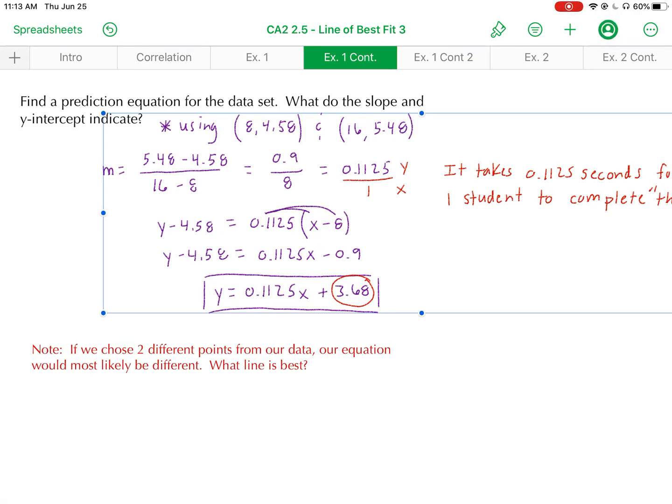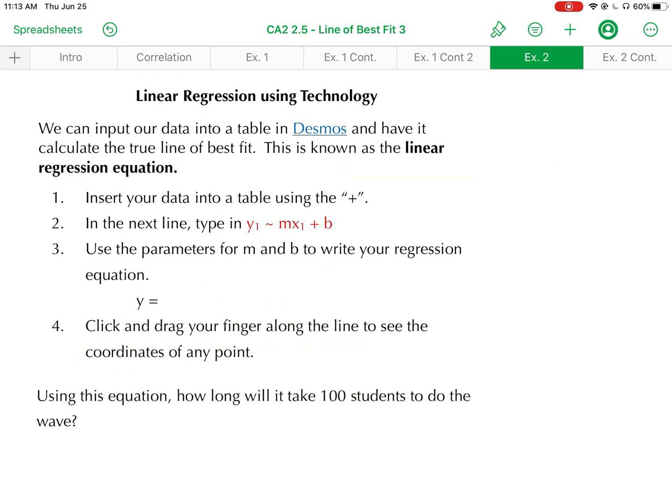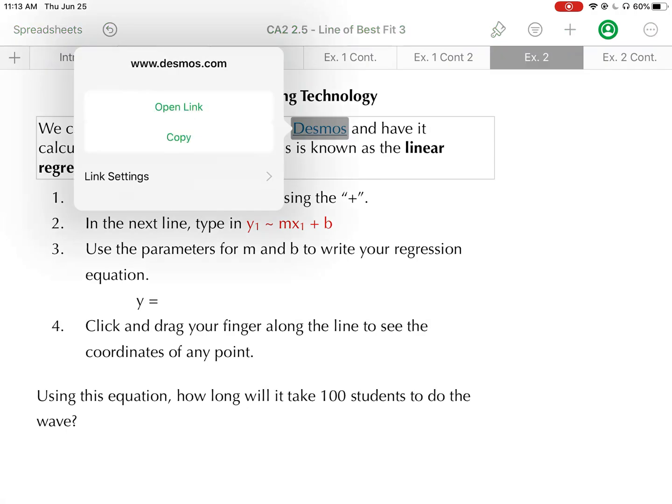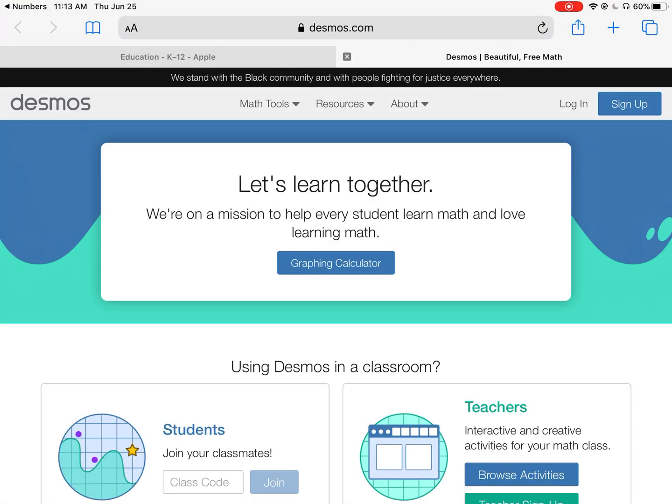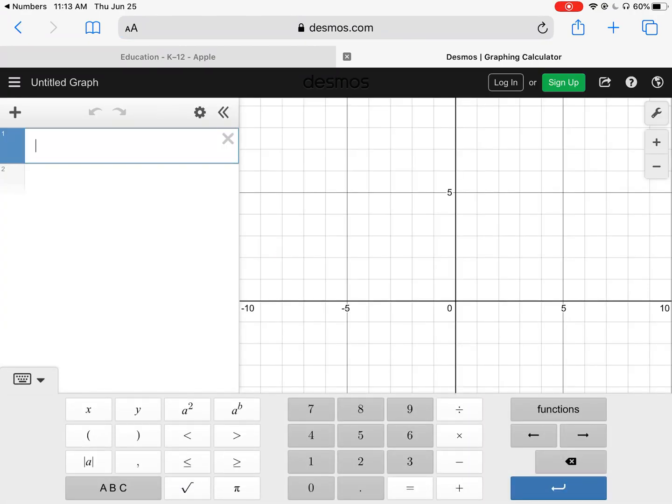Okay. So if you click to example 2, you're going to see some instructions on how you can use Desmos to find what's known as the linear regression equation, or the true line of best fit for a data set. Okay, so let's use the same data from our wave example. I want you to click the Desmos word there and open up the website. Once you're here, click Graphing Calculator.